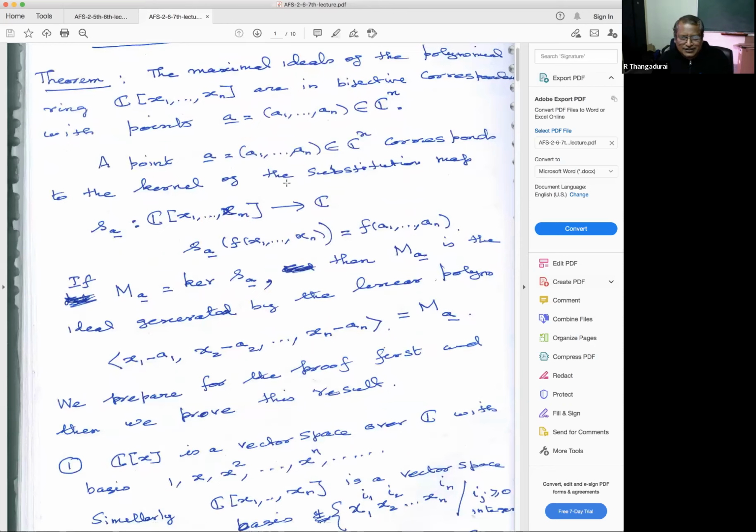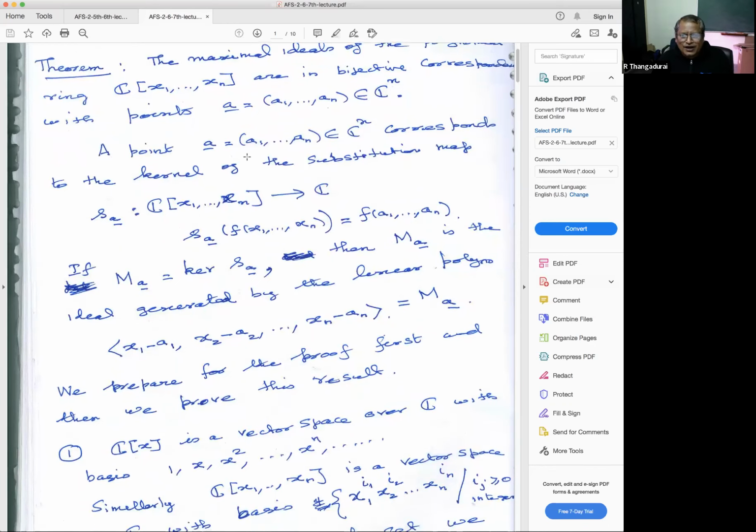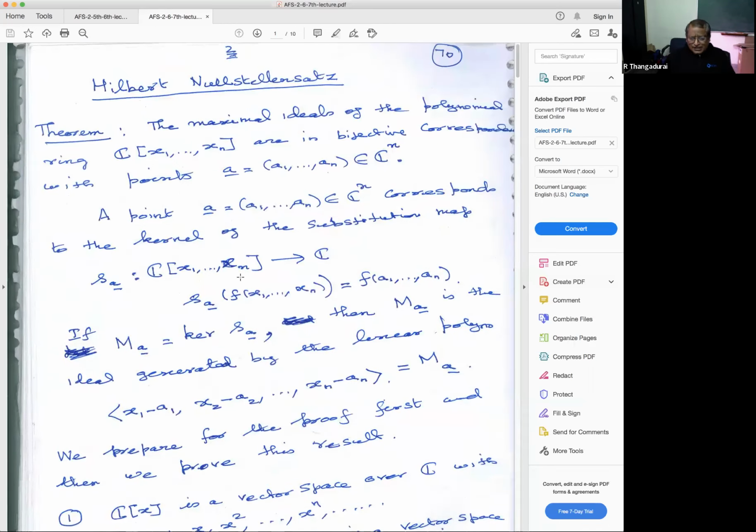That's the right generalization. In fact, a point, when you take a1, a2, ..., an, n coordinates, corresponds to the kernel of the substitution map, the same way as before. This M subscript a that I have written is nothing but the kernel of the substitution map. This is an ideal generated by linear polynomials: x1 minus the first coordinate, x2 minus the second coordinate, etc., xn minus the nth coordinate. This is the ideal generated by these n elements. This is the theorem.